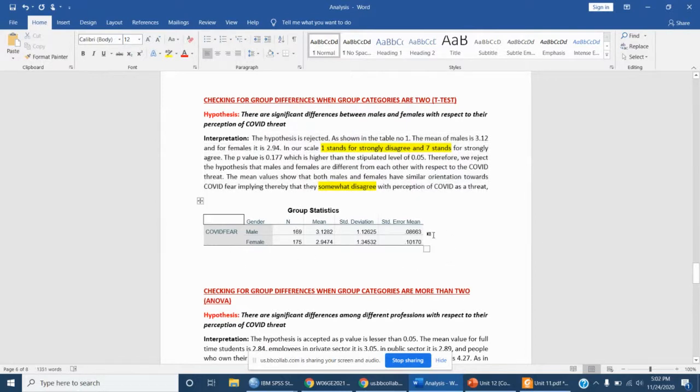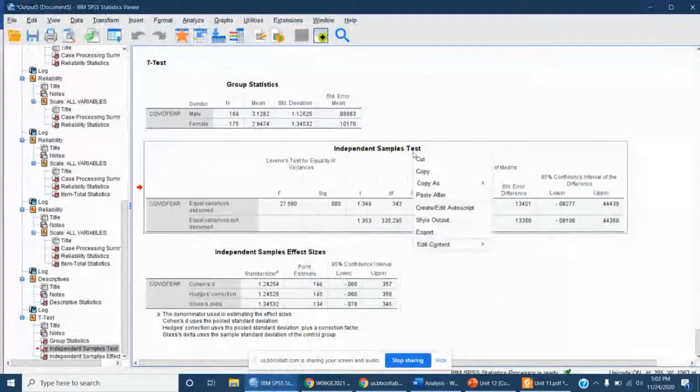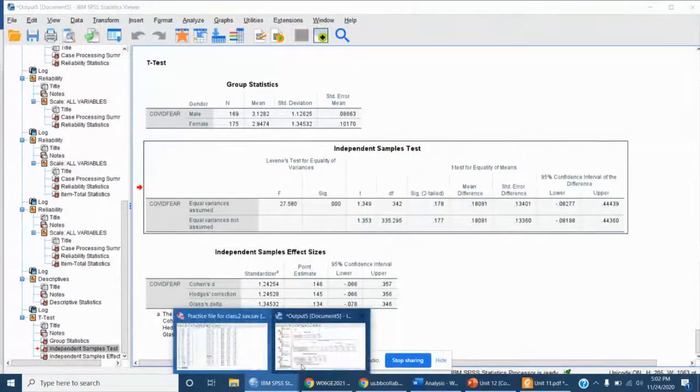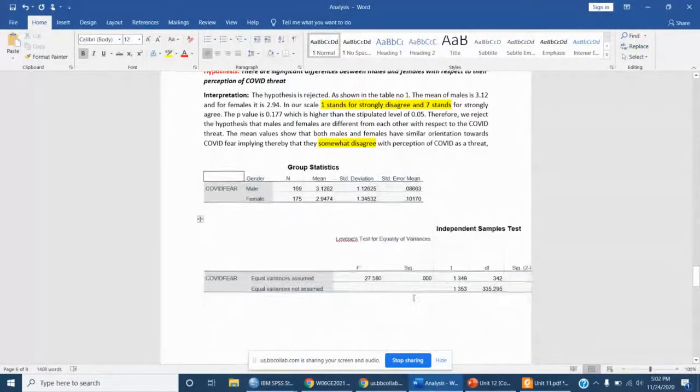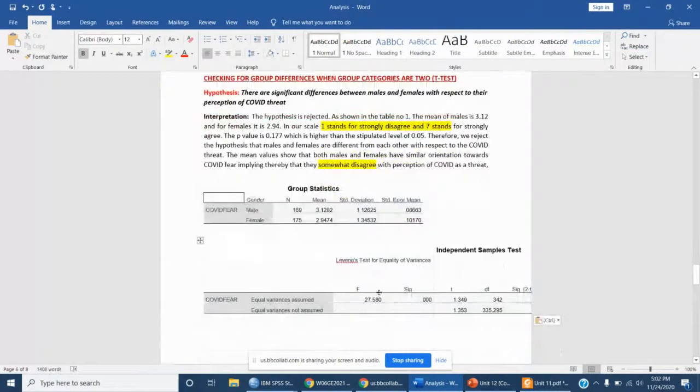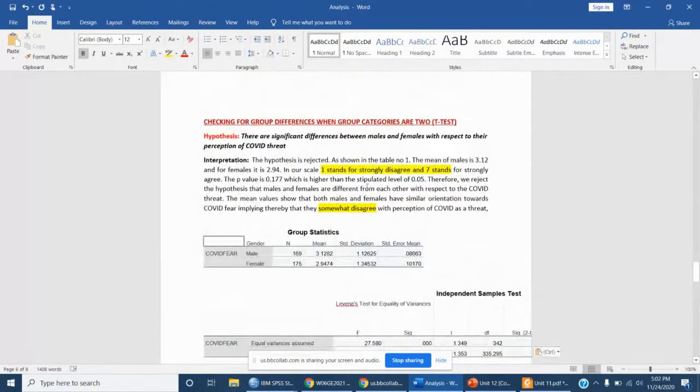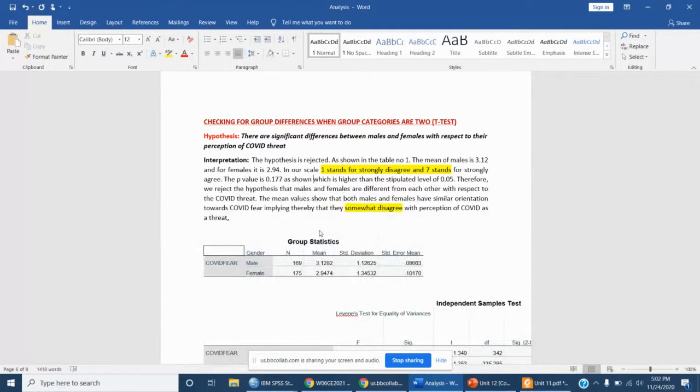You can also copy the second table here, but it requires lots of formatting because it is pretty lengthy. I don't think it will fit here. Yes, it will not fit here. So you can do some formatting here, present this table here, and also call out this table in your interpretation. The p-value is 0.177 as shown in table 2.